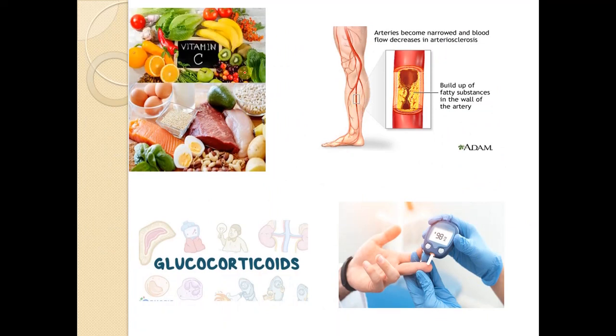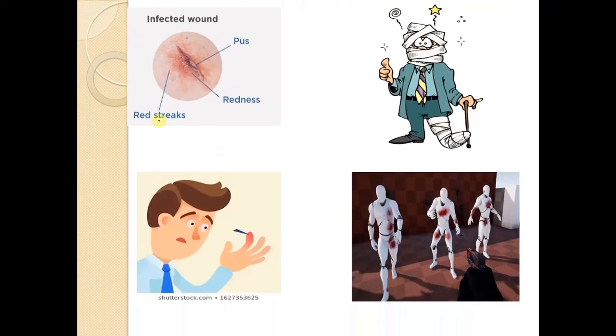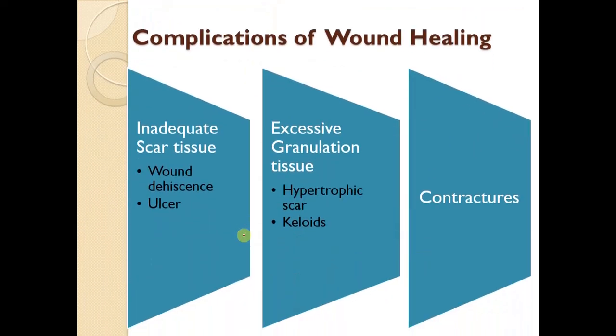So this is a pictorial overview. Vitamin C and proteins are very important for wound healing. In case of arteriosclerosis, the blood flow is impeded, so the wound healing will be delayed. In case of diabetes, wound healing is also delayed, and the glucocorticoids also delay wound healing. Infection will also delay wound healing. Early mobility, and especially if anything is penetrated within the wound, will also cause the wound healing delay.